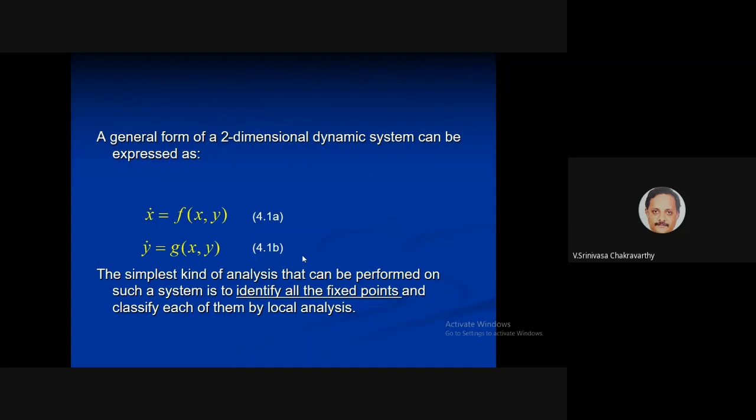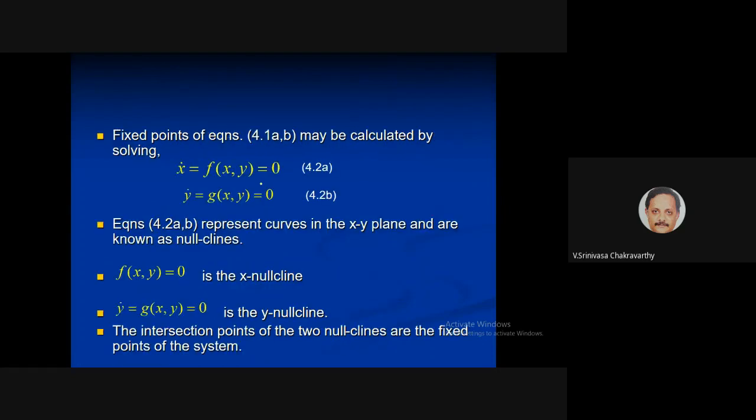So how do you describe a general two-dimensional dynamical system? It has two variables, so we call them x and y. x dot is equal to some function f of x, y. Earlier, in the linear system, f of x comma y was simply something like ax plus by. But now that's not the case. So x dot is equal to some nonlinear function f of x comma y, and y dot is equal to another nonlinear function g of x comma y. So how do you analyze this?